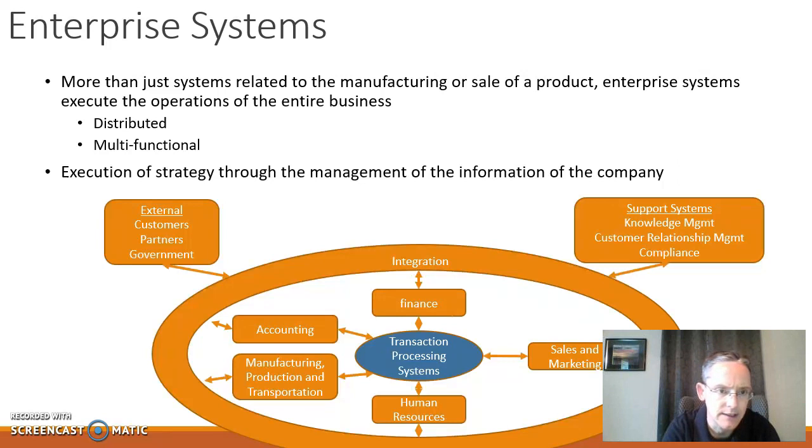Enterprise systems, we'll get into this specifically, but you want to understand that enterprise systems, basically there's some functional capabilities that have been developed over time and really been focused. Finance, accounting, manufacturing, human resources, sales and marketing, we'll talk about those briefly. But those all operate and have to be integrated together. They communicate with external, they communicate with your support systems.